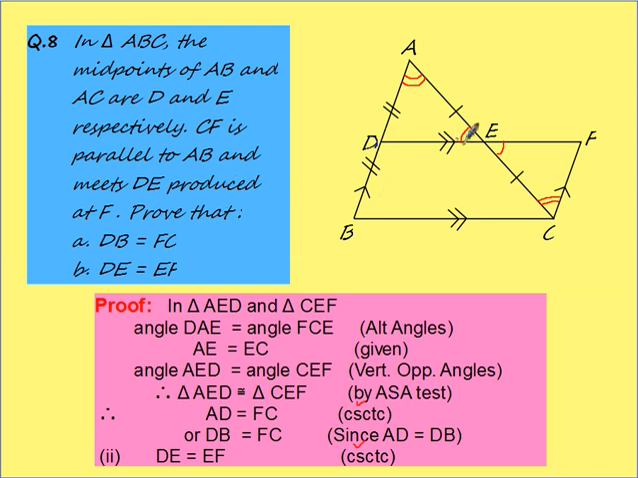When you produce DE to F, this property is also used for the midpoint theorem, to prove the converse of the midpoint theorem, and many more. Anyways, this is the question of congruency, so we are doing it.